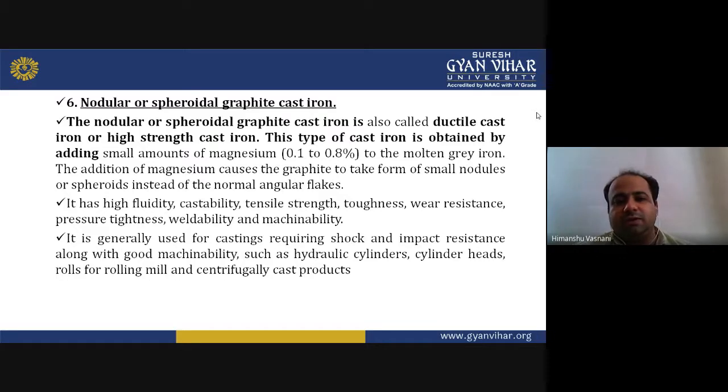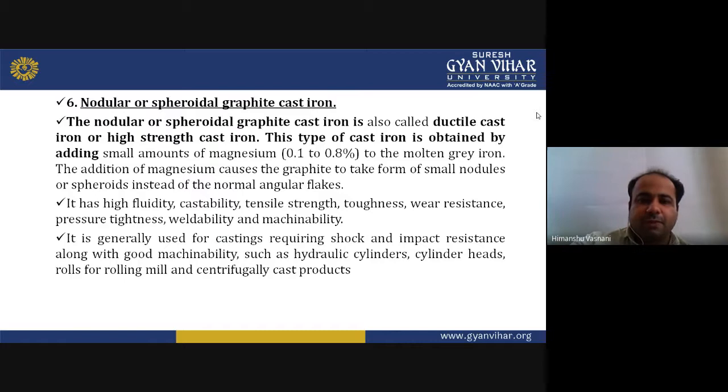Now, it is generally used for castings requiring shock and impact resistance along with good machinability, such as hydraulic cylinders, cylinder heads, rolls for rolling mills, and centrifugally cast products. So you can see the applications of this material.